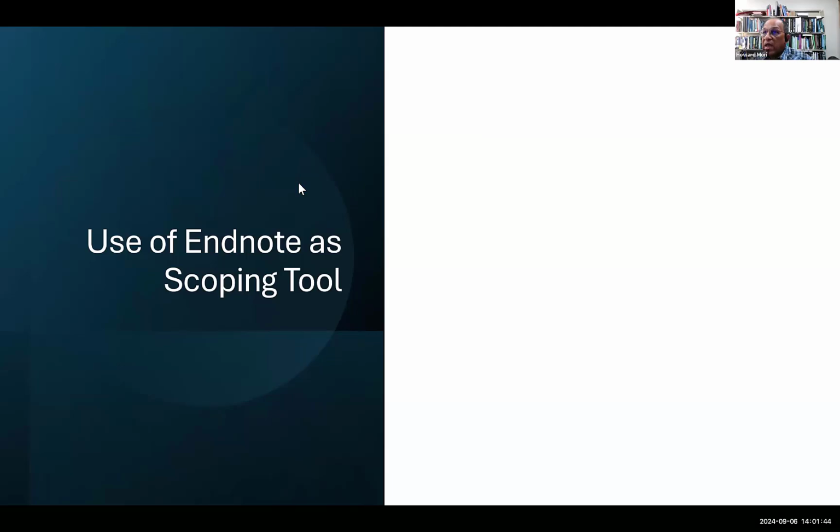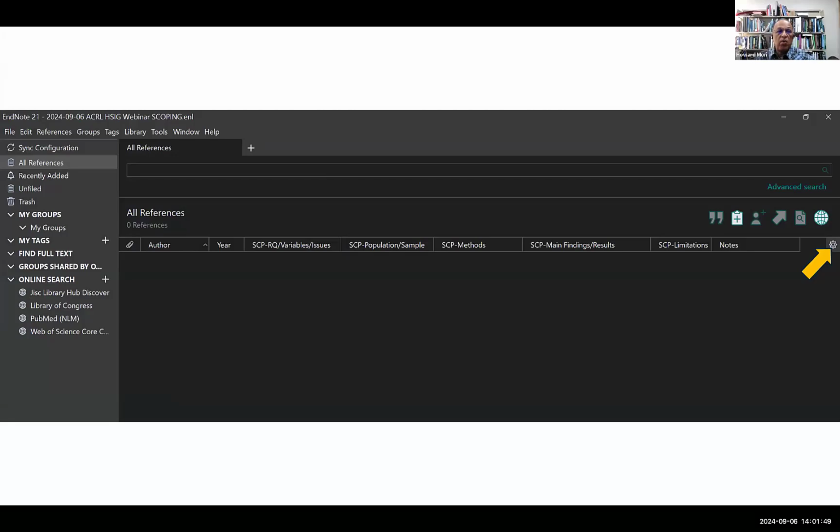I'm using right now EndNote and Citavi and modifying some of the fields that they have available. I'm not changing any of the pre-formatted fields on EndNote or Citavi. Both of them have between 9 and 12 custom fields that you can rename any way you want. And that's exactly what I did. This is an example of using EndNote as a scoping tool.